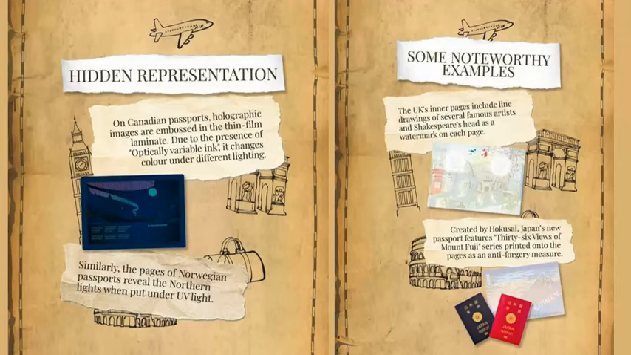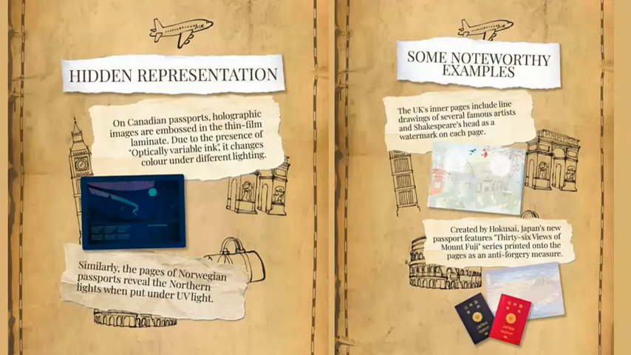Hidden representation. On Canadian passports, the holographic images are embossed in a thin film laminate. Due to the presence of optically variable ink, it changes color under different lighting. Similarly, the pages of the Norwegian passport reveal the northern lights when put under UV light.